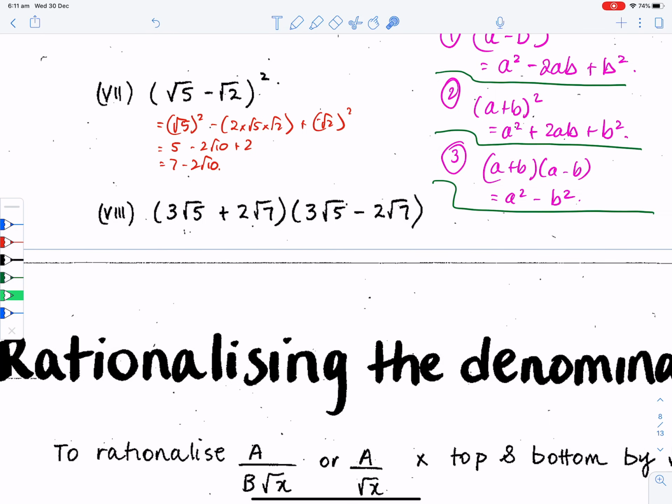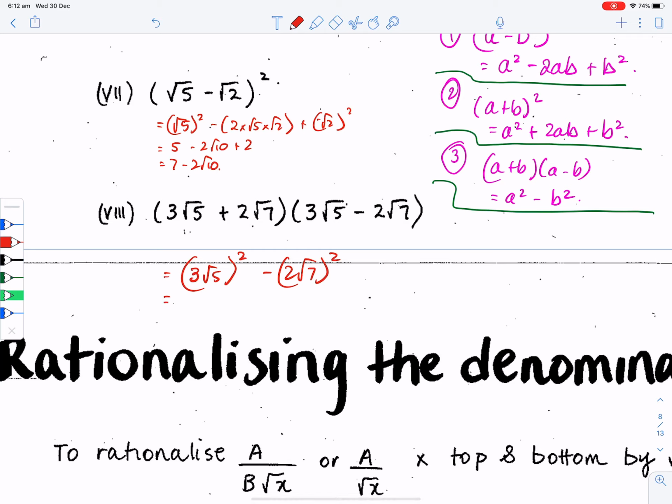Your next one is a plus b times a minus b. If you look at the brackets, this bracket and this bracket are identical. The only difference is the sign. Okay. So you're going to apply the third rule here, where you're simply going to do the first one squared minus the second one. You see, it's taken a very complex question, or what looks like a complex question, and simplified it.